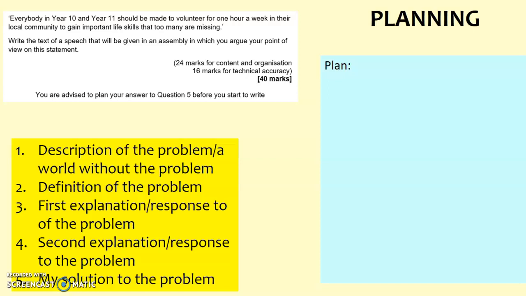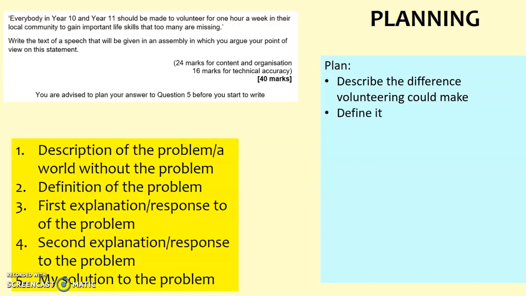These are just some ideas in this blue box which I came up with as very rough ideas that you could then start forming into your main paragraphs. So for example, describing the difference volunteering could make. That's what I was talking about in that first paragraph. Defining it, as we've already said, but then, should Year 11s be made to? The big impact would be incredible if you had all of these Year 11s. So that's one thing I could explore in my answer to this question.